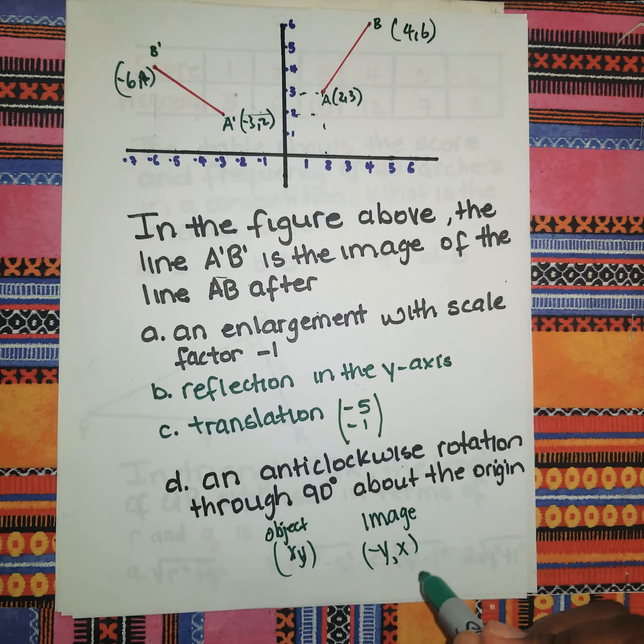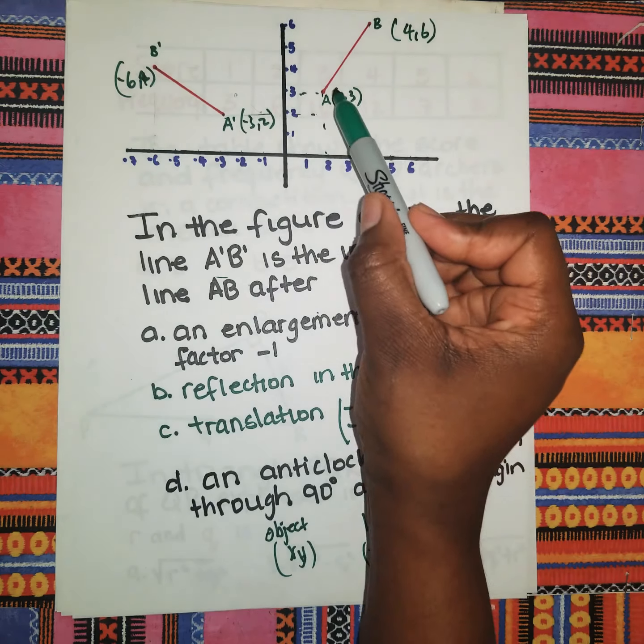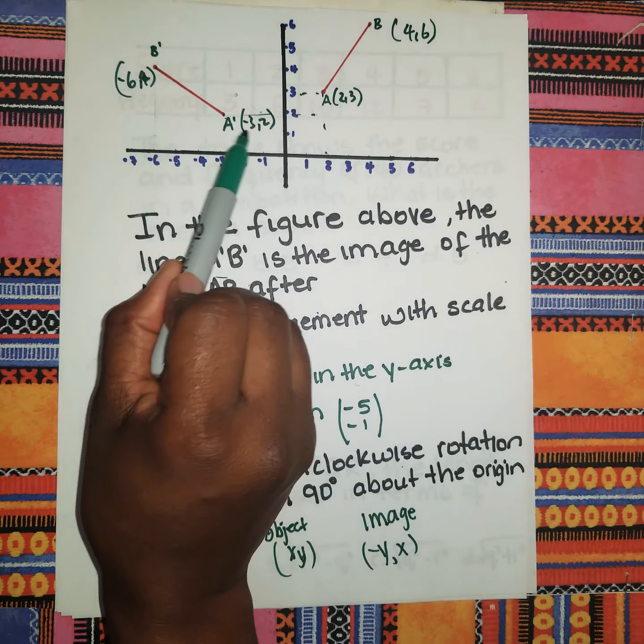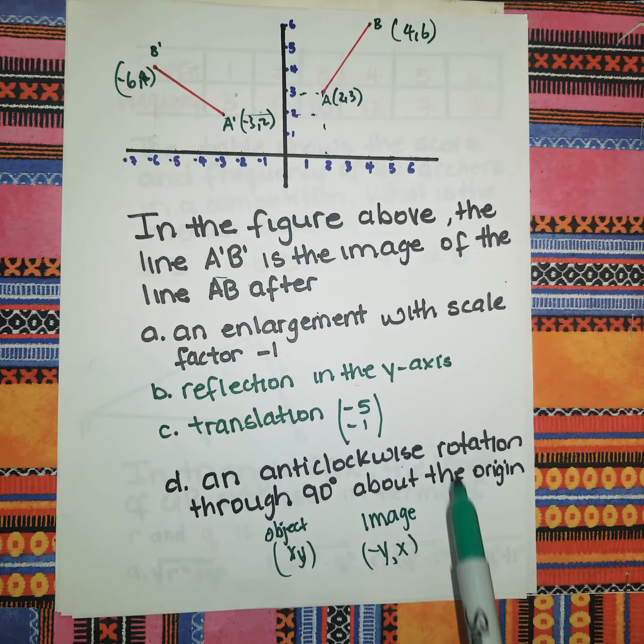So let's examine to see if that's actually correct. So A here is 2, 3. So that's our x, y. And for A prime, it's negative 3, 2. So you interchange them.